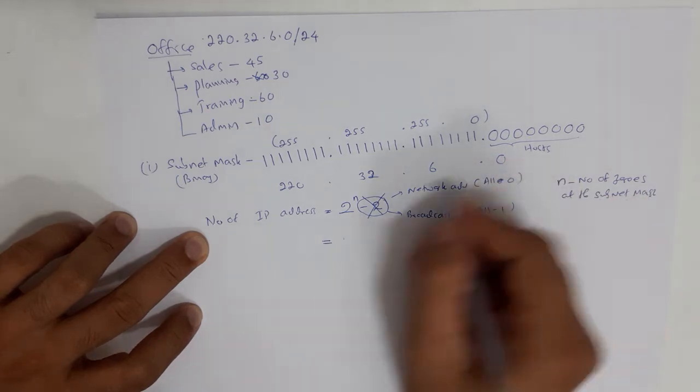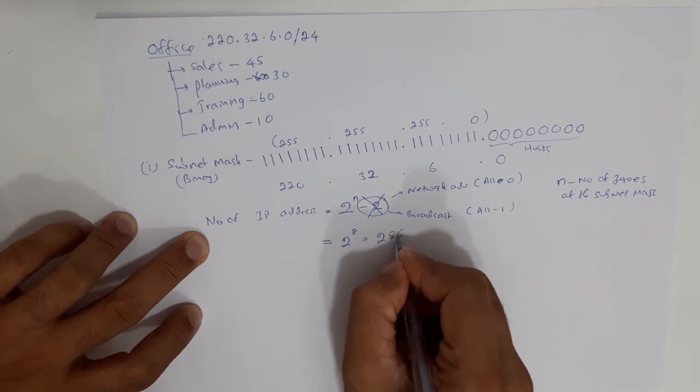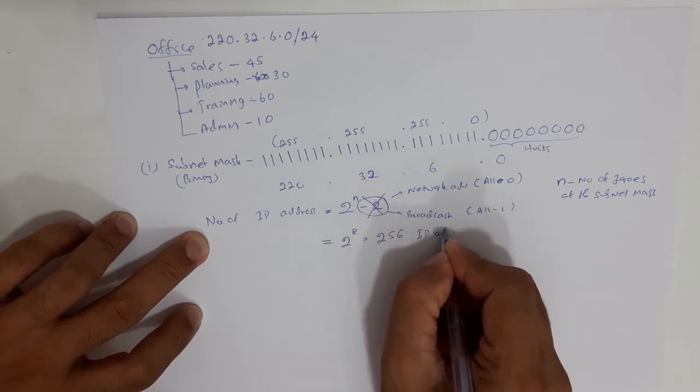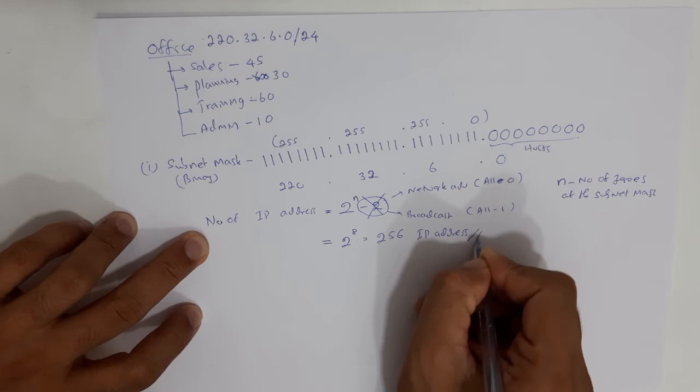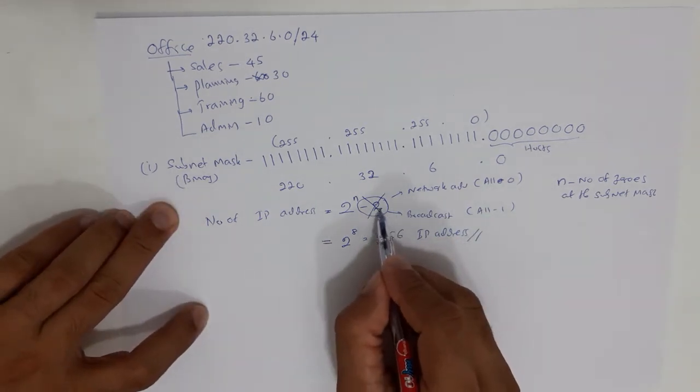So here we have 8 zeros. This goes to the power 8, which is to say that 256 different IP addresses are possible. So this is the answer for the first one. Here we don't need to deduct 2.